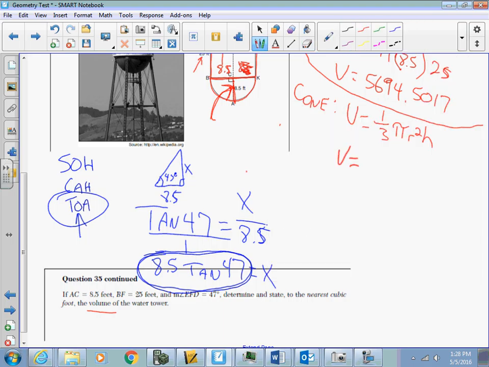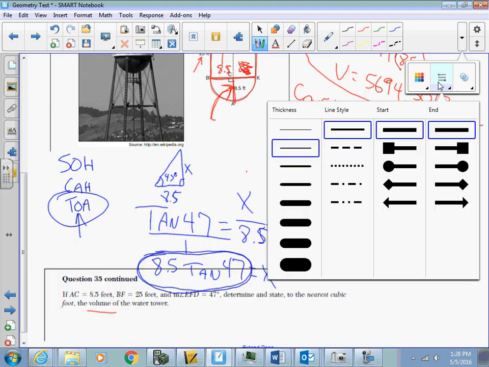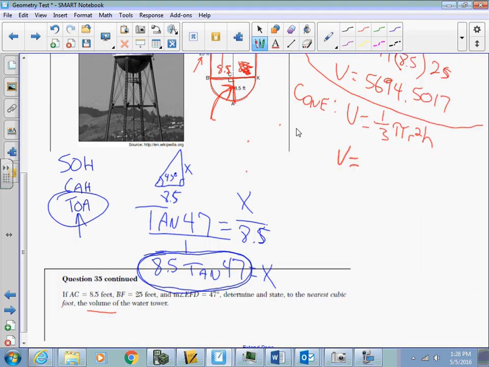Our volume is equal to 1/3 times pi. Now our radius is 8.5, and our height 9.1151 is what I put. So times 9.1151. And once you do all that, you get a volume of 689.6487. All right, so we have our 3 volumes.